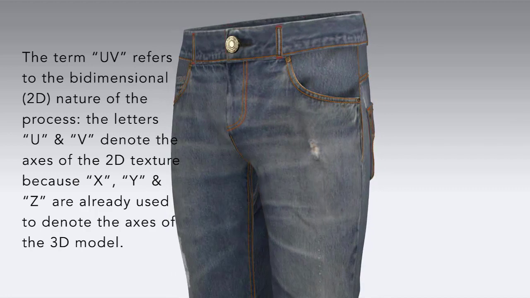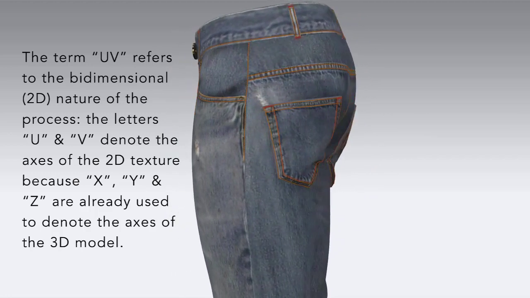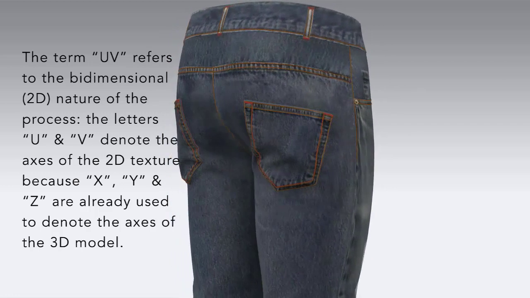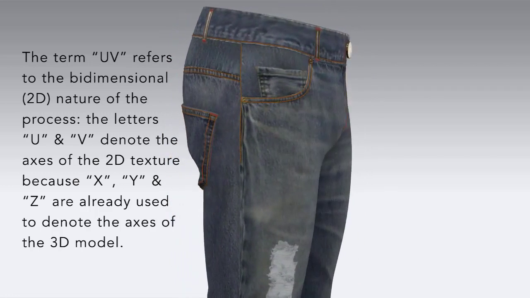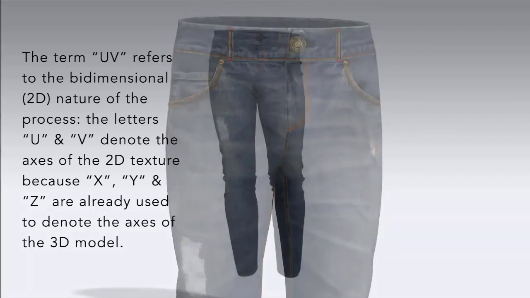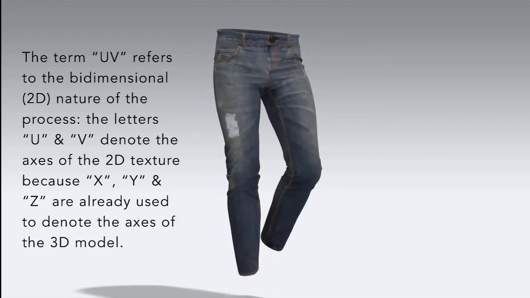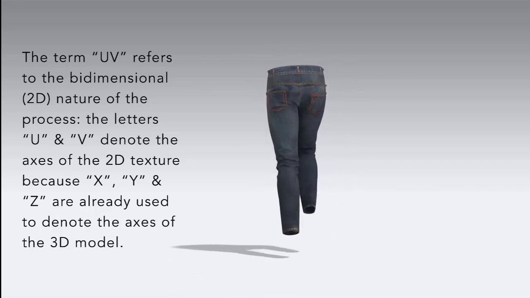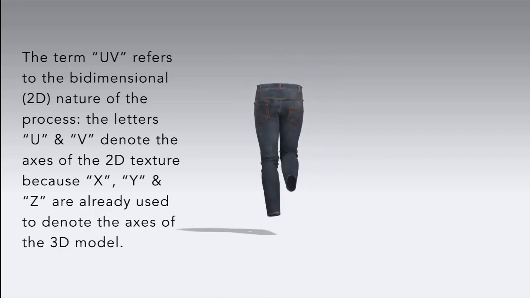The term UV refers to the bidimensional 2D nature of the process. The letters U and V denote the axes of the 2D texture because X, Y, and Z are already used to denote the axes of the 3D model.